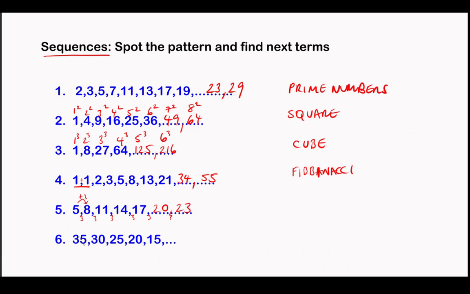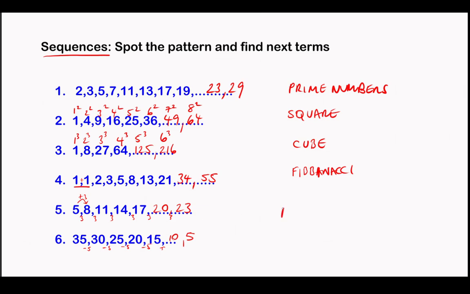What about number 6? Well, again, the sequence is going down by 5 this time, isn't it? Each time, the difference is -5. So you can see that the next number obviously is going to be 10 and then 5. Now, with these types of sequences, we're going to look at these in more detail later.